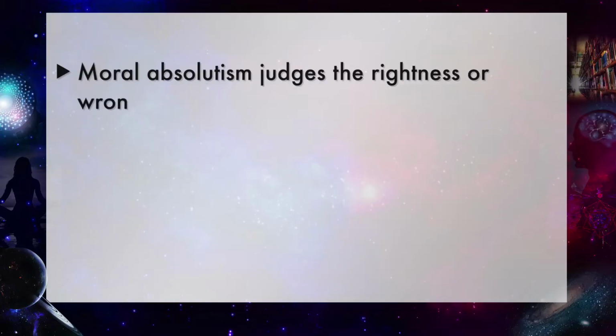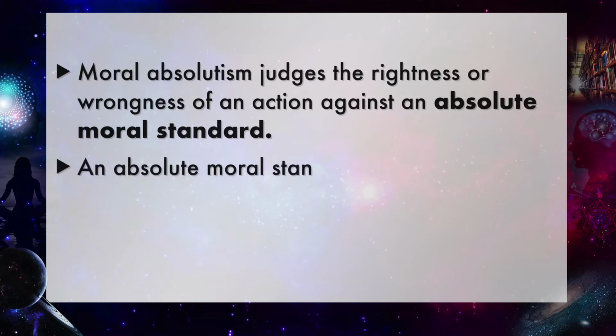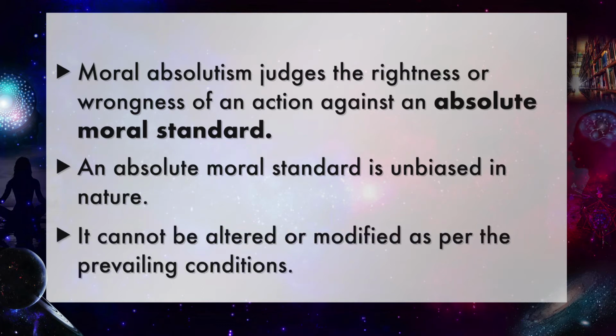Now, the second one is moral absolutism. Moral absolutism judges the rightness or wrongness of an action against an absolute moral standard. An absolute moral standard is unbiased in nature. It cannot be altered or modified as per the prevailing conditions. For these ethical thinkers, ethical actions are intrinsically good or bad, right or wrong.